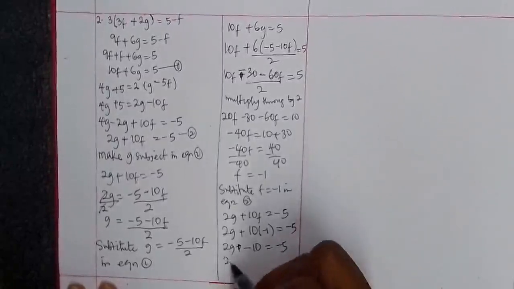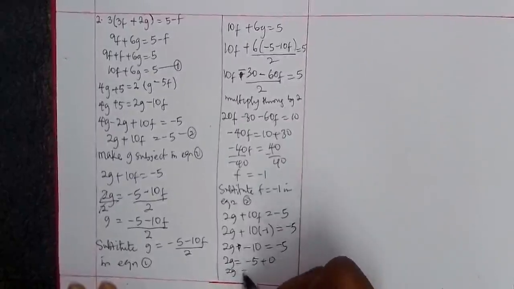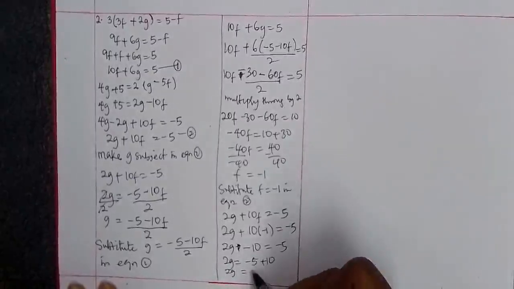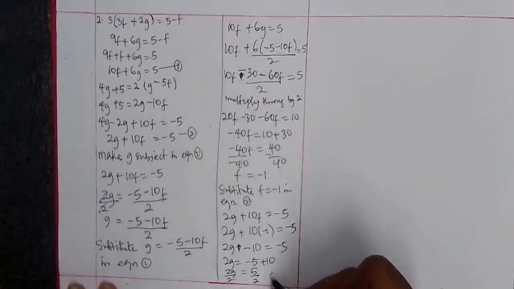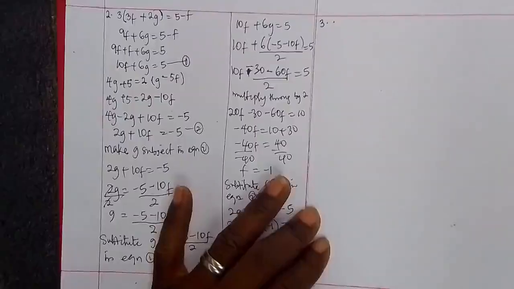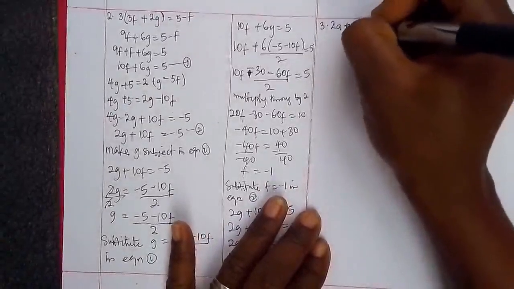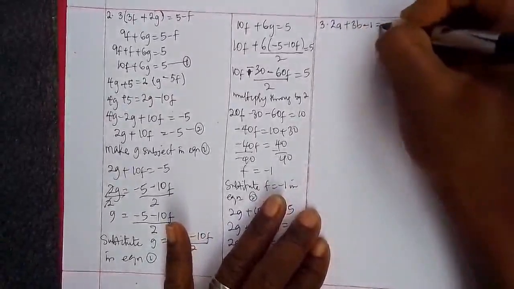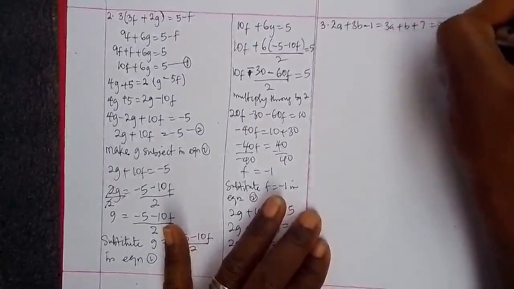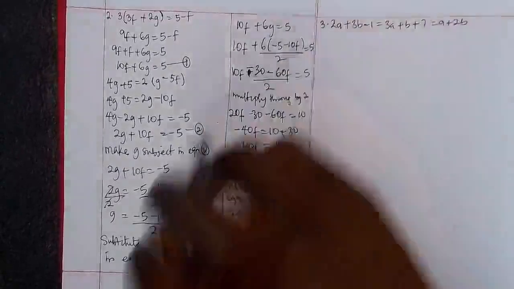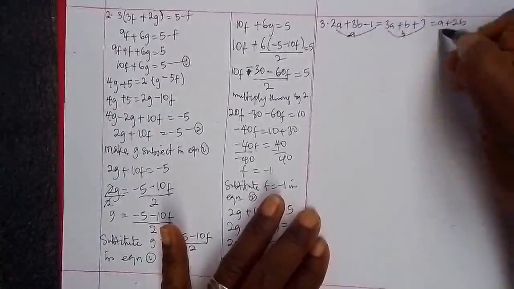So we have 2g is equal to minus 5 plus 10. 2g is equal to 5. So we divide both sides by 2. So that our g will now be equal to 5 over 2. The last question says 2a plus 3b minus 1 is equal to 3a plus b plus 7 is equal to a plus 2b. So this one, let's call this a, let's call this one b, and let's call this c.